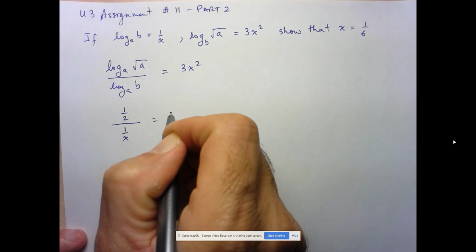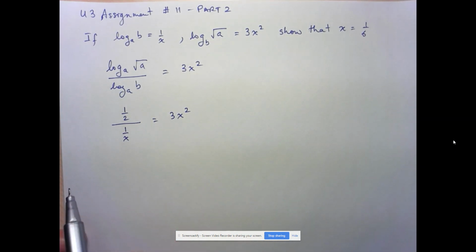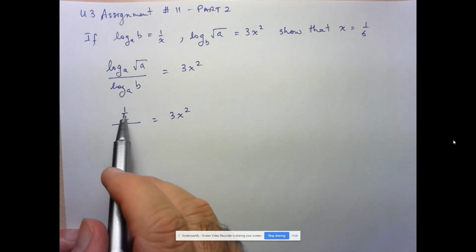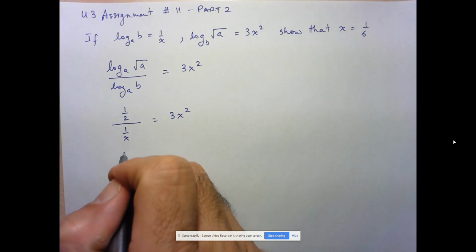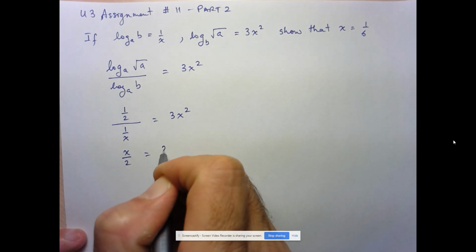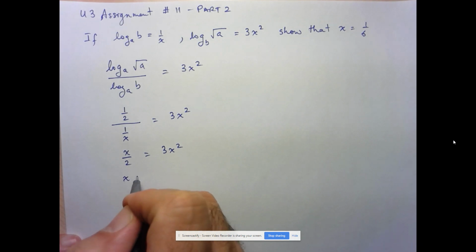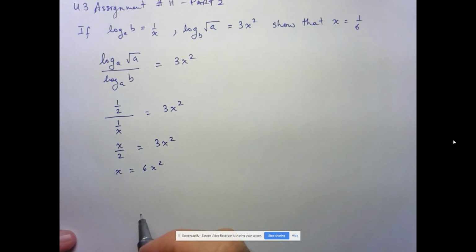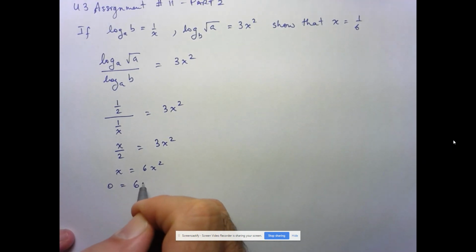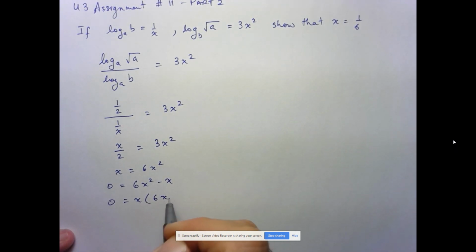All of a sudden, I've got something much nicer because I'm left with an equation that only has the unknown x. So let's do a little simplifying here. 1/2 divided by 1 over x is the same as 1/2 times x over 1, so that's just x over 2, equal to 3x squared. Let me multiply the 2 to the other side: x is equal to 6x squared, and I end up with just a quadratic equation. So let's bring the x to the other side: 6x squared minus x. Factor out the x: x times (6x minus 1).